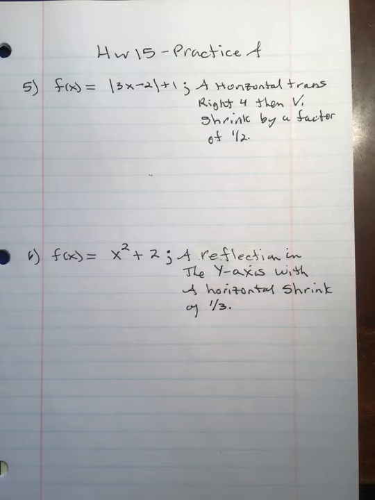So on number 5, we are doing a horizontal translation, right 4, and then we're going to do a shrink by a factor of 1/2. So why don't you pause the video and see if you're writing them correctly. So did you write a horizontal translation right 4? If you're moving it left or right, it should go inside. So the question is, should I put x plus 4 or x minus 4 if I want to move it to the right? So if I want to move it to the right, shouldn't I put x minus 4? And that's going to move it to the right 4.